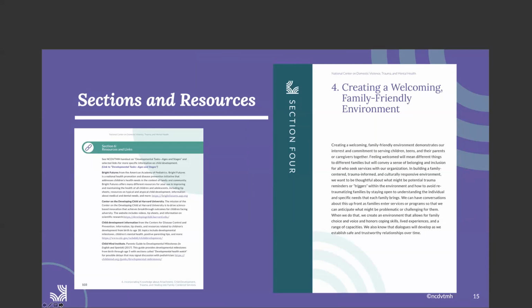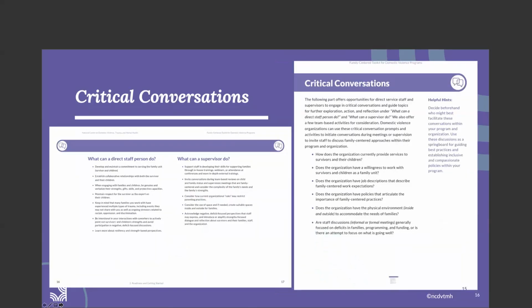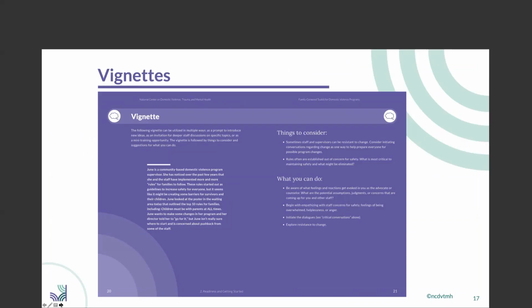Okay, Carla, next one. One of the repeating elements is critical conversations, and this just shows you an example of how it's laid out. We're actually going to revisit this a little later because this was under our readiness and getting started section, which was one of our beginning sections. We'll dig into this a little more later on. So Carla, if you can go on to the next one, please.